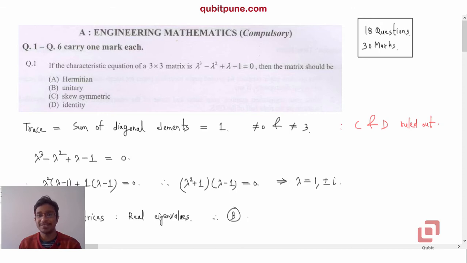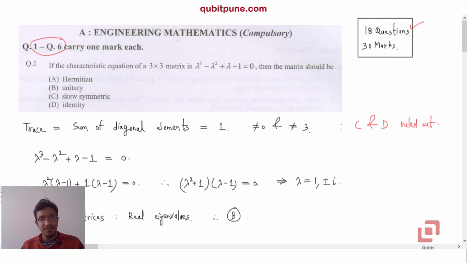My name is Pranesh. In this video we are going to solve the 1 mark questions from GATE XE Engineering Mathematics, and the year is 2008. This particular question paper consisted of 18 questions from mathematics, out of which the first 6 were of 1 mark and the remaining 12 were of 2 marks. So we will go to the first question now, which is based on linear algebra.